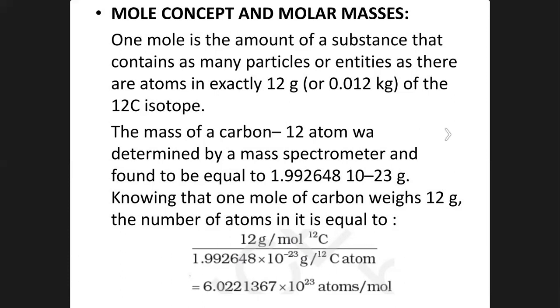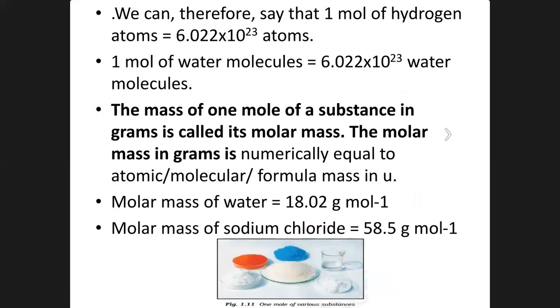Knowing that 1 mole of carbon weighs 12 grams, the number of atoms will be equal to 12 divided by the same value. When we divide it, it will be equal to 6.022136 times 10 to the power 23 atoms per mole. So the value of 1 mole is equal to 6.022, you can take it up to 3 places after the decimal, times 10 to the power 23 atoms per mole. We can therefore say that 1 mole of water will be equal to 6.022 times 10 to the power 23 water molecules.